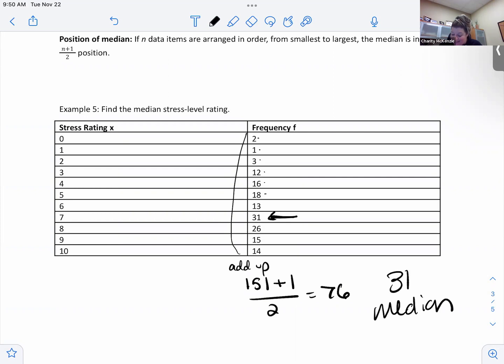So not as easy as I would like it to be. I don't really have another better method. It's like how many numbers are there?